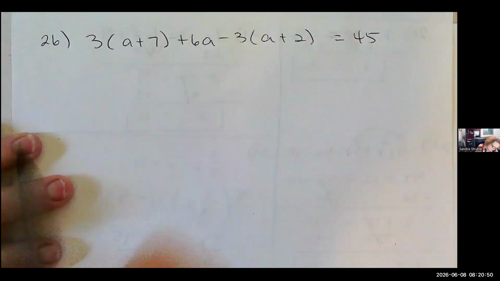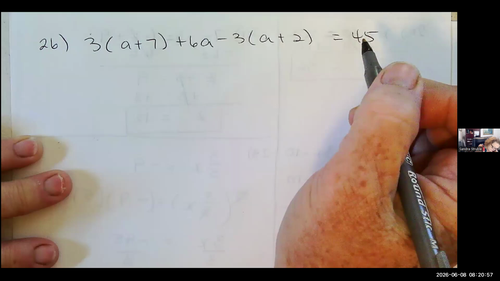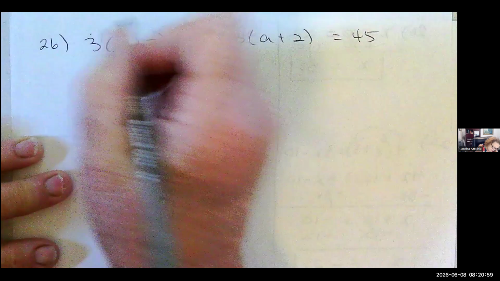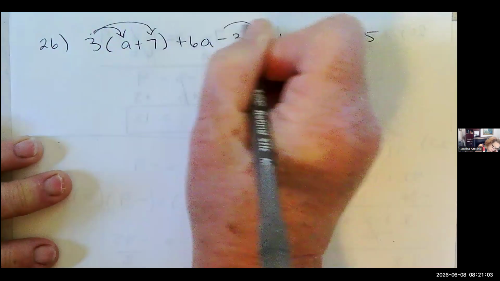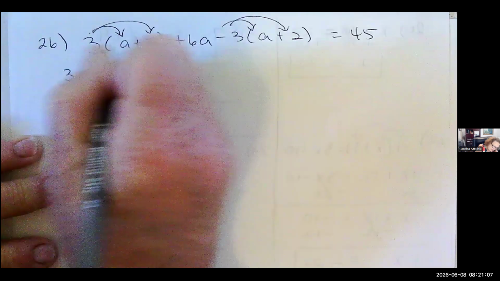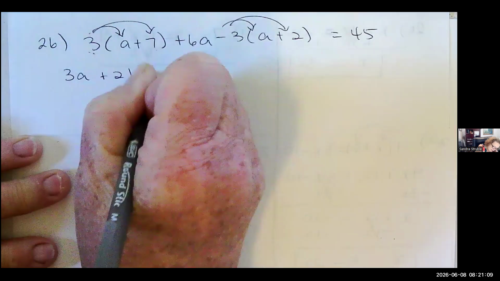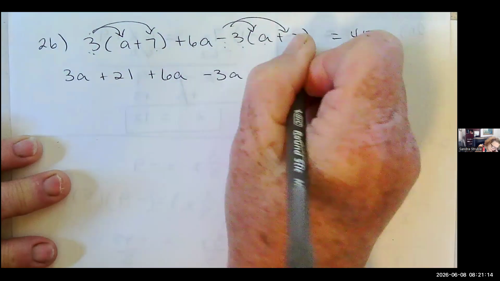All right, so we're going to get a lot of things happening. We've got some distribution before we can combine like terms. So distribute, and then we'll have to distribute here as well. 3 times a is 3a. 3 times 7 is positive 21. Bring down the 6a. -3 times a is -3a. -3 times 2 is -6 equals 45.